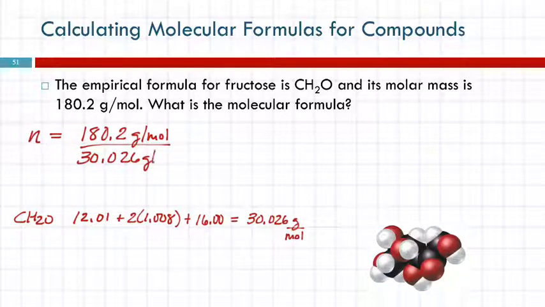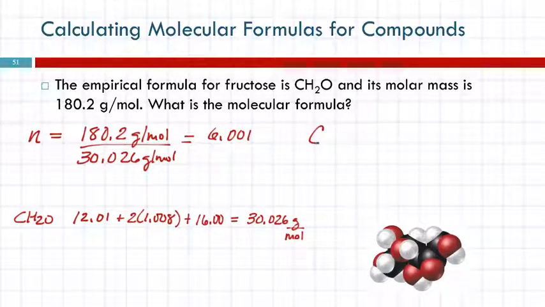You take that empirical formula mass and divide it into the molar mass. So 180.2 divided by 30.026. This comes out to 6.001, some other stuff. If you get a weird number here, you did something wrong. These always come out beautiful.